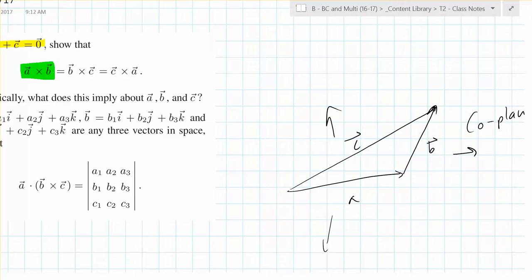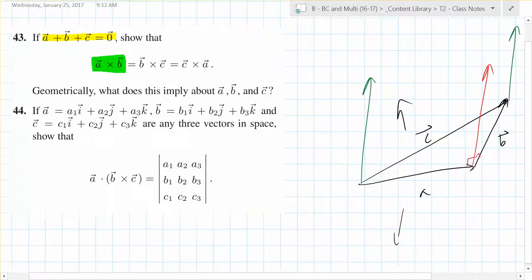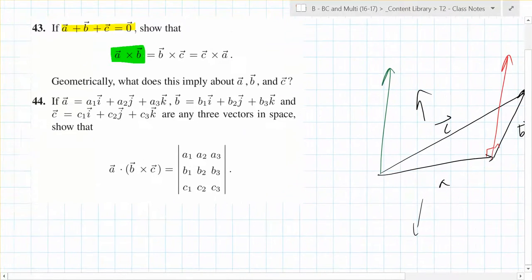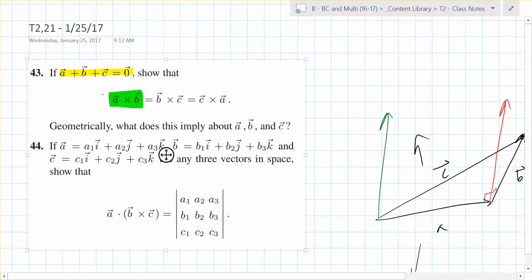So where would that be? It would be like this, right? It'd be perpendicular, right? And what can you tell me about the magnitude of that vector? It's the area of the parallelogram formed by A and B, right? Where are the other three vectors? Well, the other crosses are all going to be like this, right? So does this statement kind of make sense in a way?